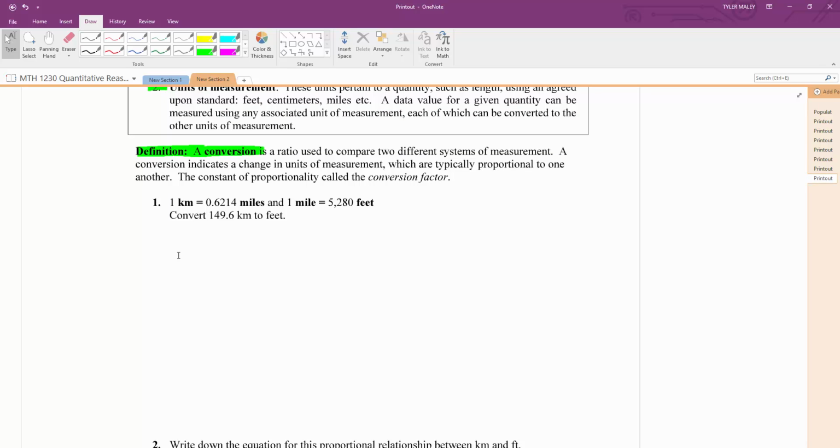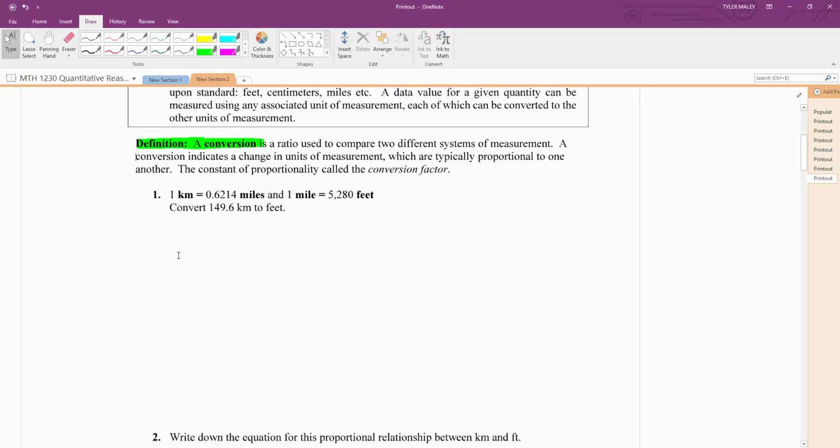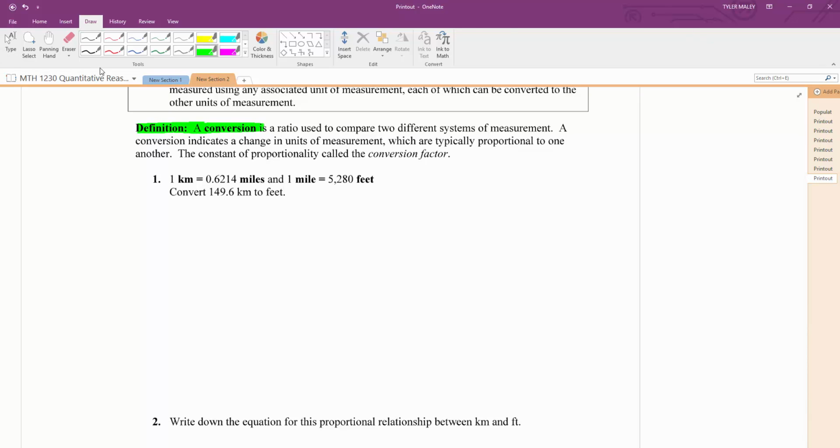I'm going to show you a second way how to do this. So if we look at problem number 1, we want to convert 149.6 kilometers into feet, eventually. If we look at my conversion facts, I have two conversion facts given to me. I have how kilometers and miles are connected, and then I know how miles and feet are connected. So it can be difficult to go straight from kilometers to feet.